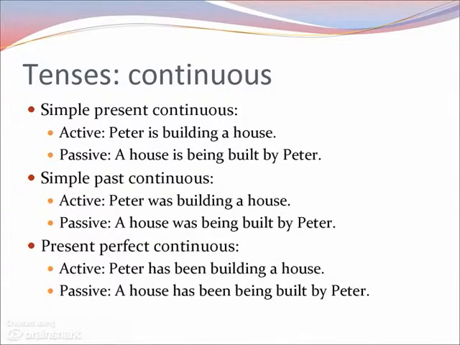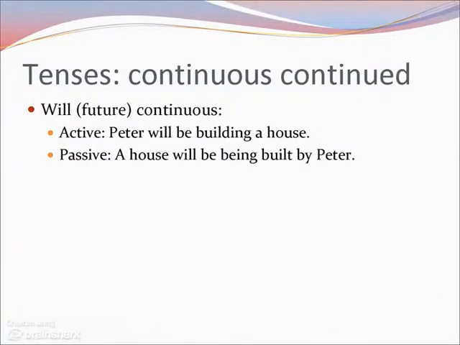Also in the continuous forms, there can be passive sentences of active continuous tenses. Again, please take your time to look through these examples and study the construction of the passive carefully. Here you see the simple present continuous, the simple past continuous, and the present perfect continuous. Finally, we have will, or the future continuous. Study this carefully.